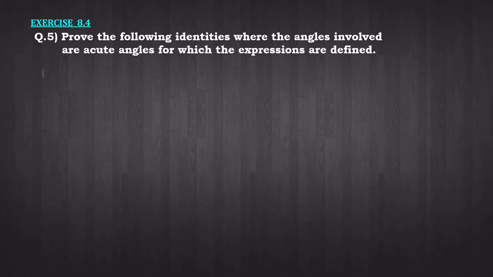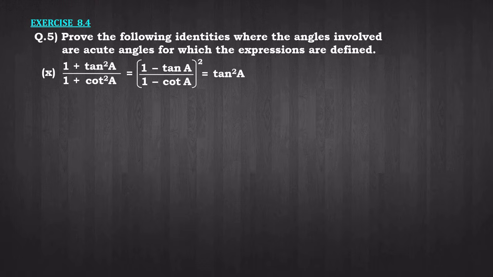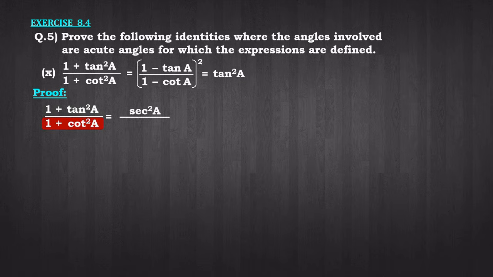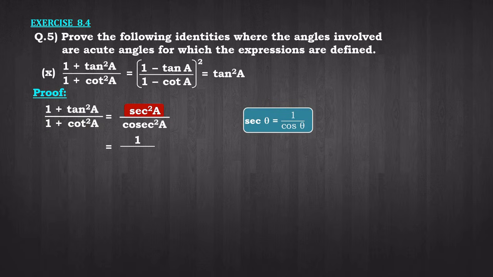Question. Prove that (1 + tan²A) upon (1 + cot²A) is equal to ((1 − tan A) upon (1 − cot A))² and is equal to tan²A. Proof. Let us start with the left-hand side. Using the identities, 1 + tan²A is equal to sec²A and 1 + cot²A is equal to cosec²A. Therefore, the expression becomes sec²A upon cosec²A.